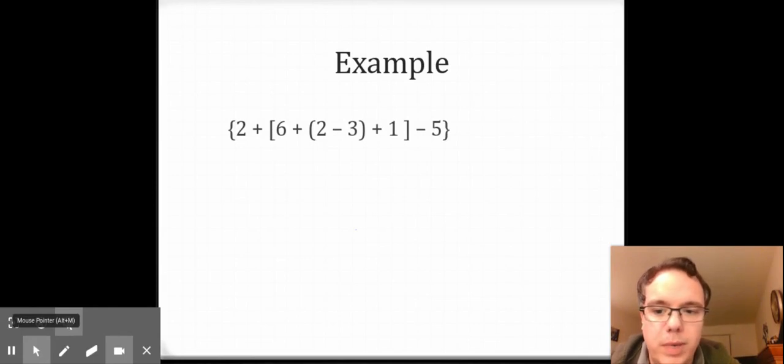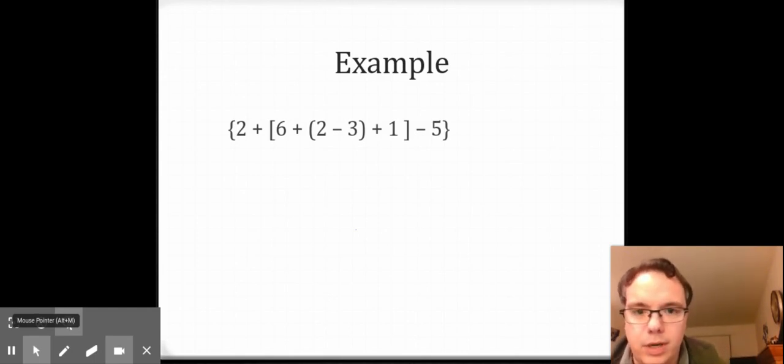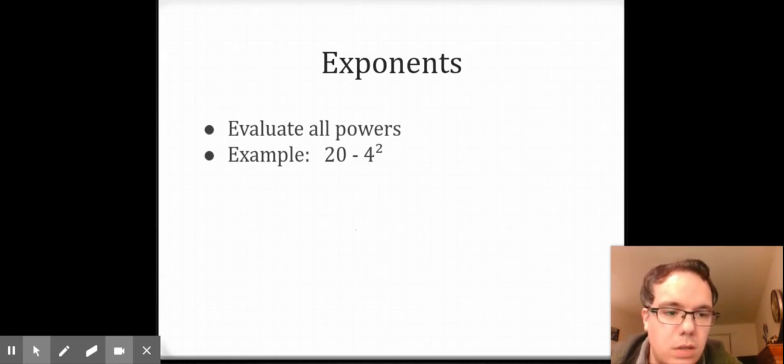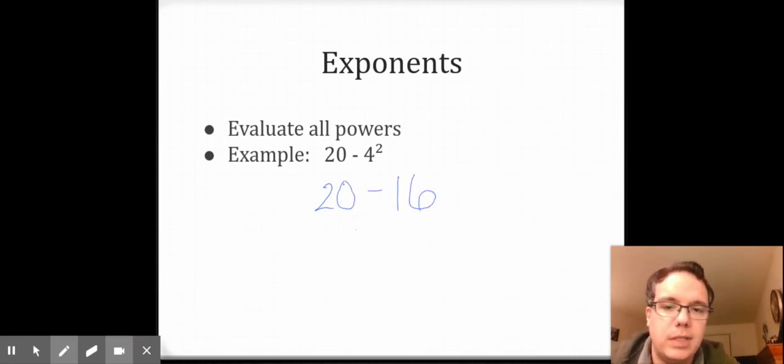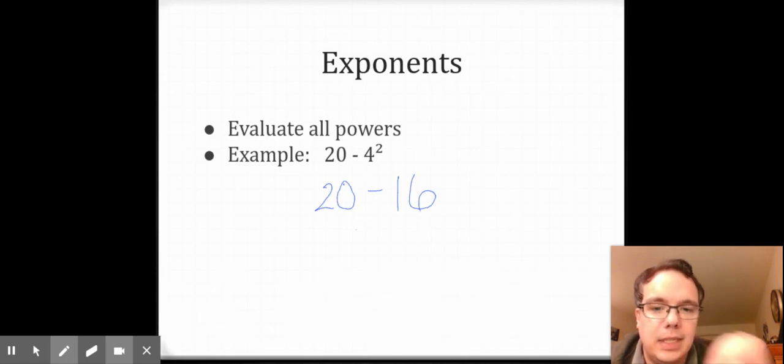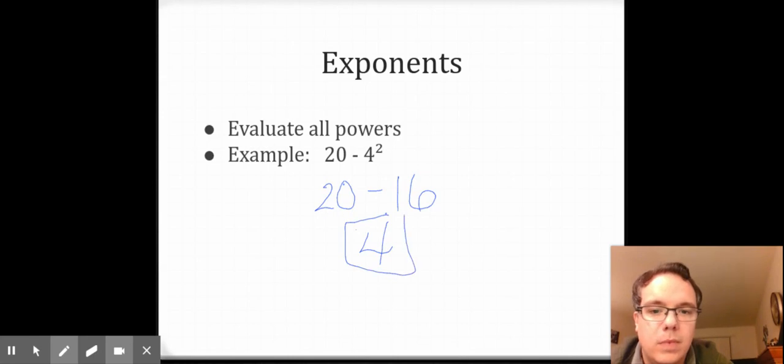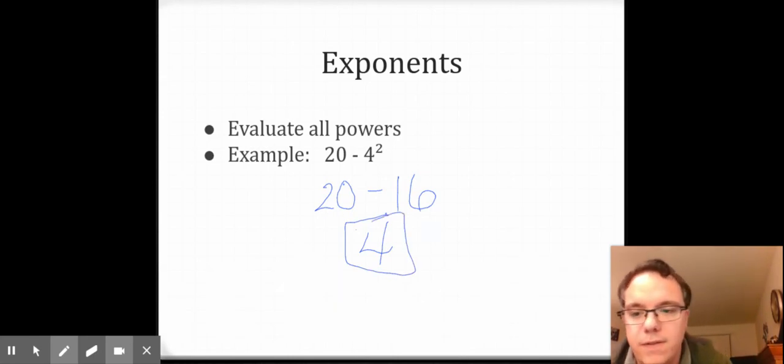All right, so after we work with grouping symbols, the next part of our order of operations, our E, is exponents. So if there are no grouping symbols, we're going to work with our exponents and do those first. So if we see any powers, we have to reduce them. So in our example, 20 minus 4 squared, 4 squared is a power, so we're going to reduce that. So 4 squared means to take 4 times 4. So 4 times 4 is 16, so we're going to do that first before we subtract. And 20 minus 16 is 4. So our simplified expression here is 4.